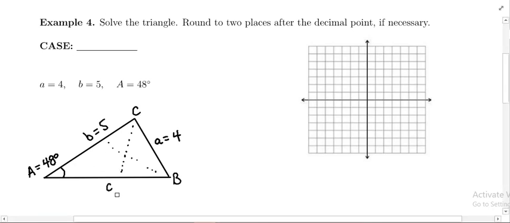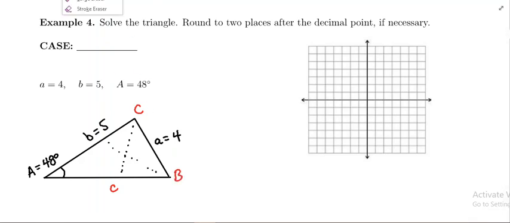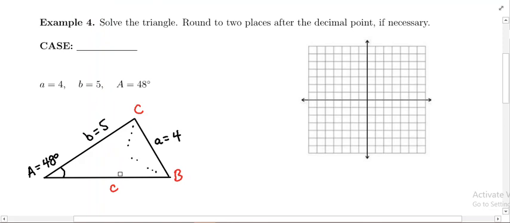Here we are looking for side length C, angle C's measure, and also the measure of angle B. Those are our unknowns, and that's what we've got to figure out, those 3 components of the triangle, in order to solve this triangle.